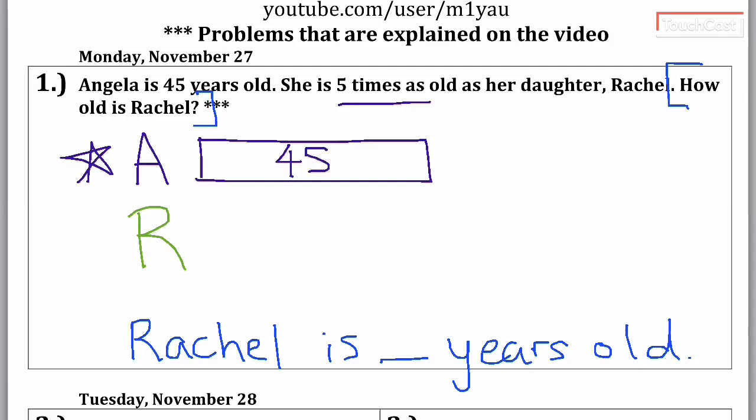Okay. So, if I know the bigger number, what do I need to do to figure out Rachel? Well, if I know the bigger number, I need to divide. I'm looking for a little number. So logically, I would divide by 5 to figure out Rachel. And 45 divided by 5, you could skip count by 5. You could also draw your circles and dots from last year. That would be 9. So it would make sense that Rachel is younger than Angela because she is her daughter. And also, it would make sense because we're starting off with a bigger number.